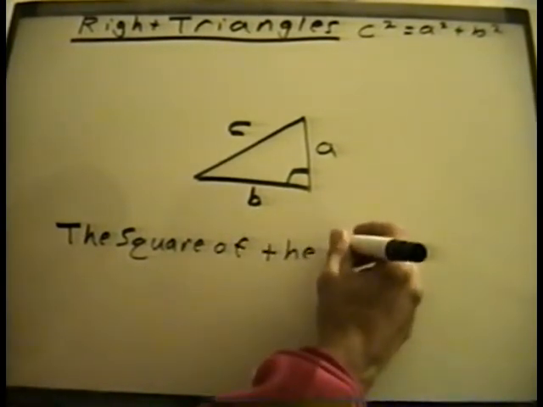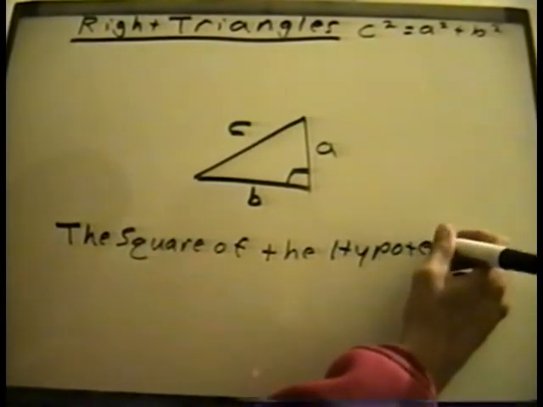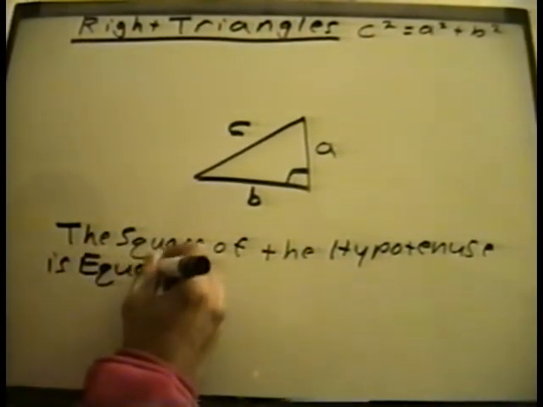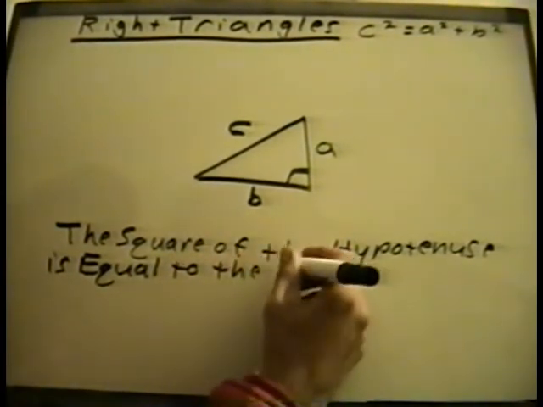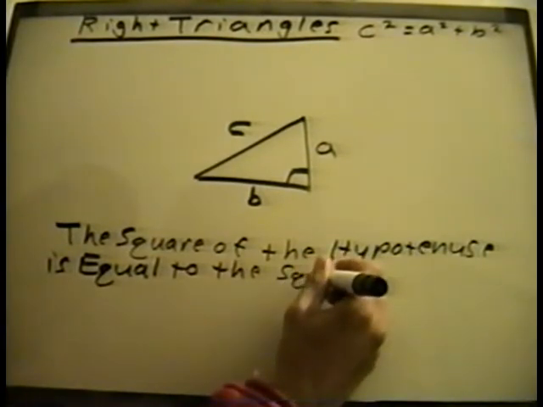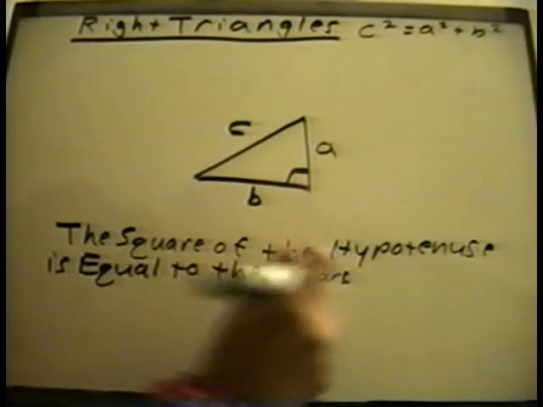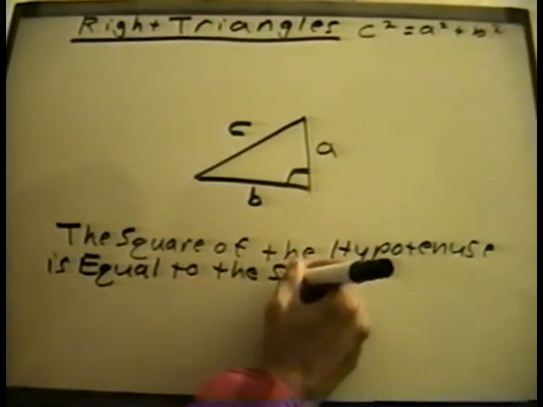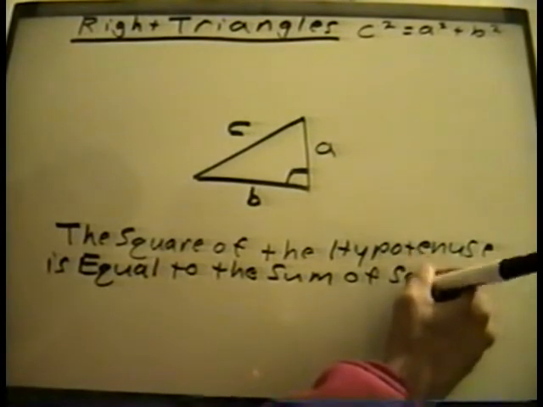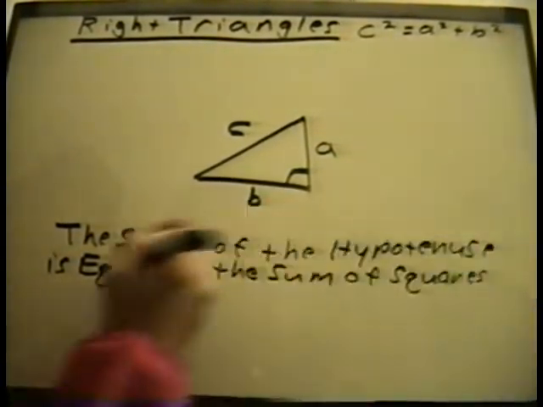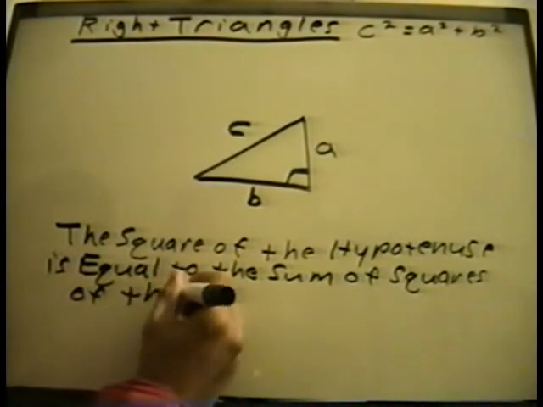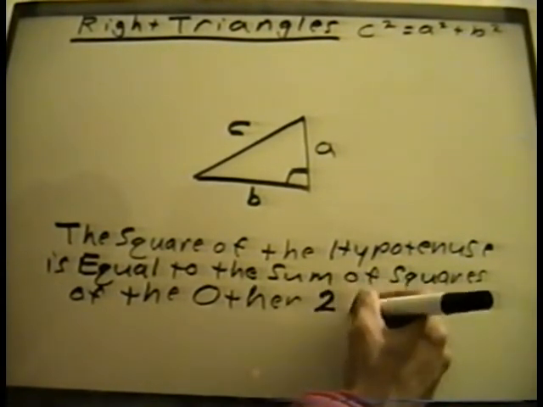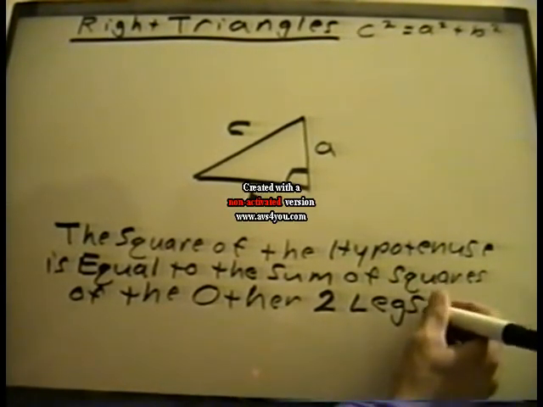so the square of the hypotenuse is equal to the sum of the squares of the other two legs. Or sides, also called legs.